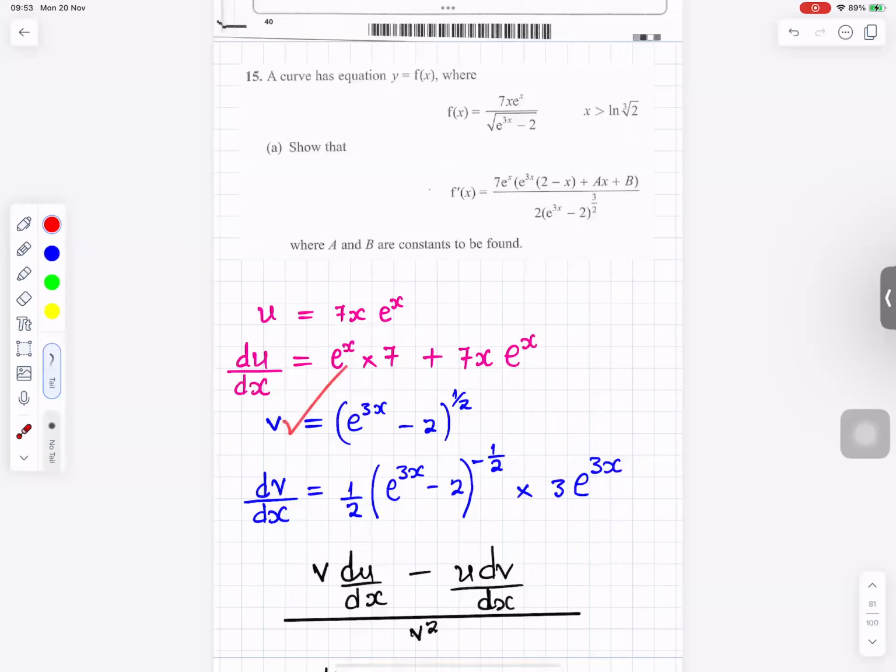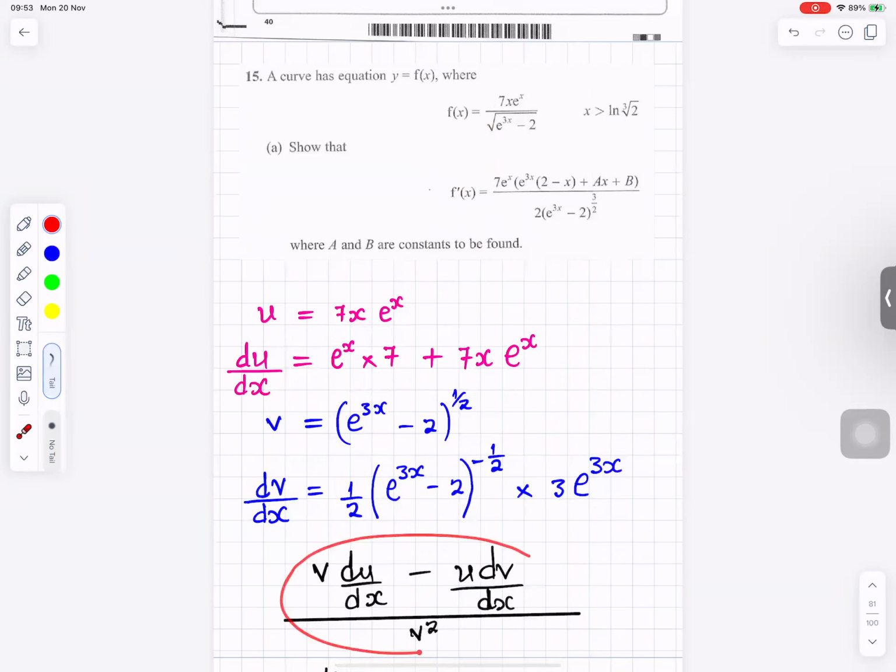And then if I put v to be the denominator, instead of the square root, I put the power half. To differentiate this, dv over dx, we'll multiply by the power, which is a half. Subtract 1 from the power, half minus 1 gives you minus a half. And then we differentiate what is inside and multiply it. Differentiate e to the 3x, it gives you 3e to the 3x. Differentiate minus 2, you get 0. So that's what you get when you differentiate it.